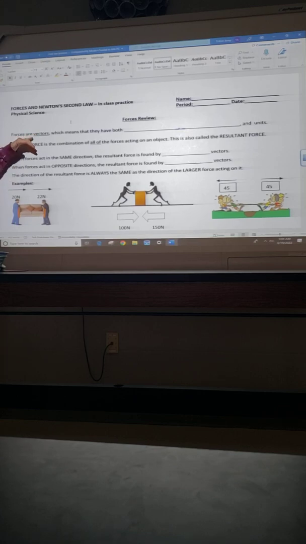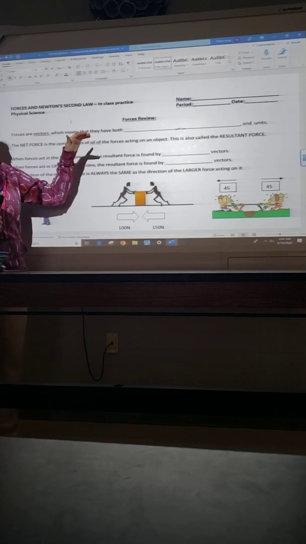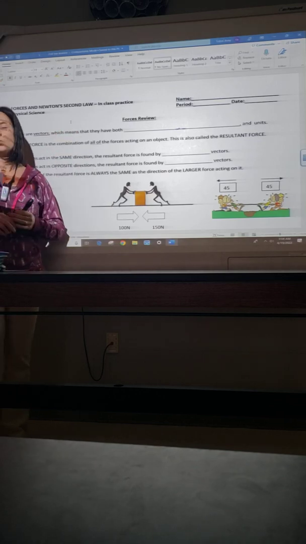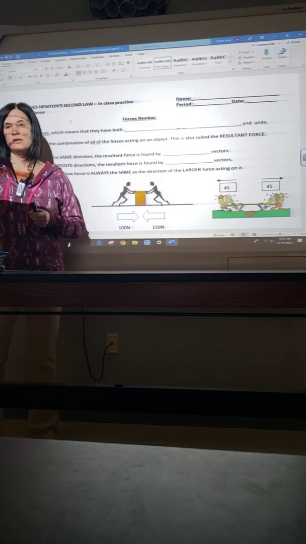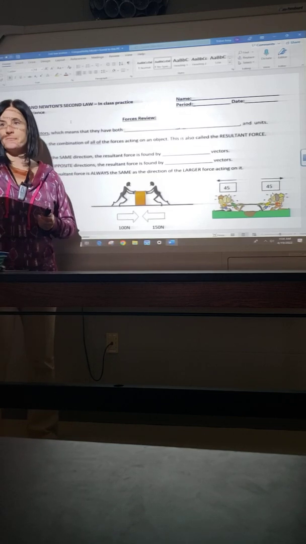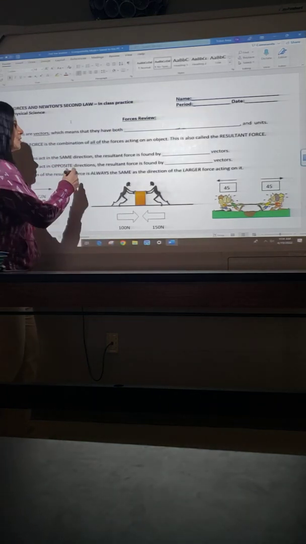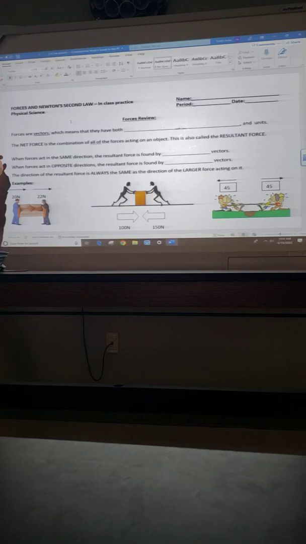It says forces are vectors, which means that they have both blank, and units. What are the two things besides units that a vector has to have? Think back to the villain vector. Direction and magnitude. Good, so you're going to have to have direction and magnitude.